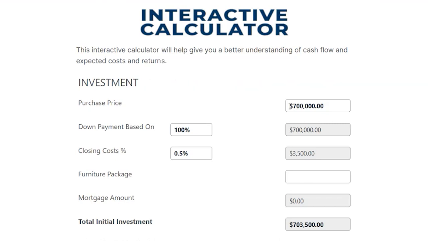And we're going to start off with putting in the $700,000 in the purchase price. Down payment is going to be 100% because we're going to work it out with cash. And then we'll flip it over and we'll put a mortgage in later and we'll see how that changes the numbers. Closing costs, I've put it in there at 0.5%, which is $3,500.